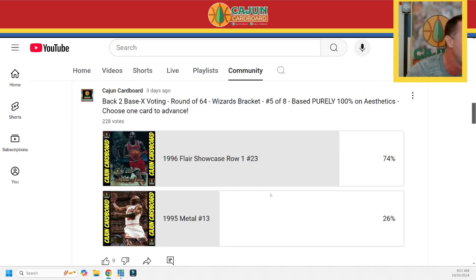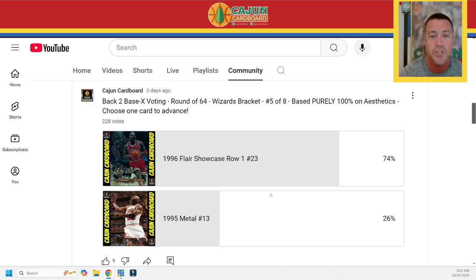Next, we got another matchup. The Flair Showcase Row 1 from 1996, card number 23, versus the 1995 Metal number 13. Of course, this Metal card we know has a silver spotlight, but that's a parallel card. That's not a subset card. It's a parallel card, but this is the true 95 Metal base number 13.